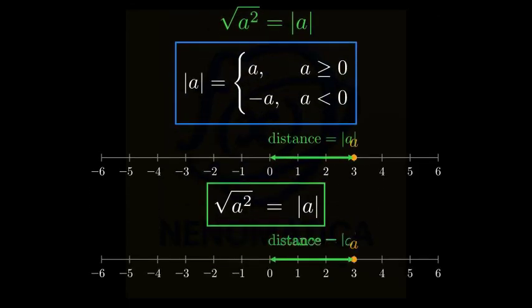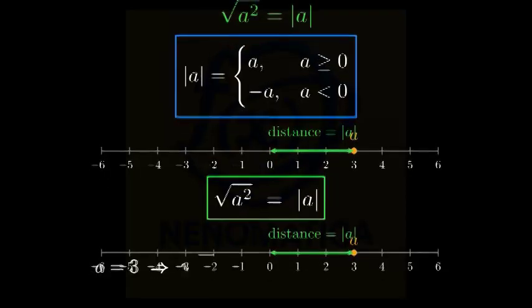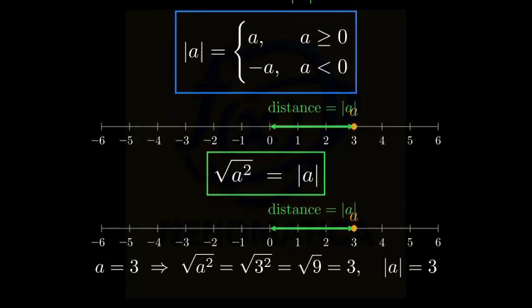Example 1: let a equal 3. The point sits at positive 3. The distance from 0 is 3. And we find that the square root of a squared equals 3, which matches the absolute value of a.